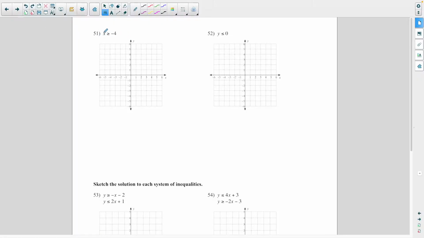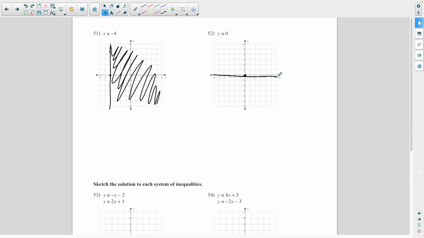Let's remember what these are. When x is greater than or equal to negative 4, I go to negative 4 on the x-axis, and I draw a vertical line. This is solid because it's equal to, and it's greater than. On 52, we have y less than or equal to 0. So we go to 0 on the y-axis, draw a horizontal line. Again, it's solid because it has equals, and it's less than, so everything is down here.